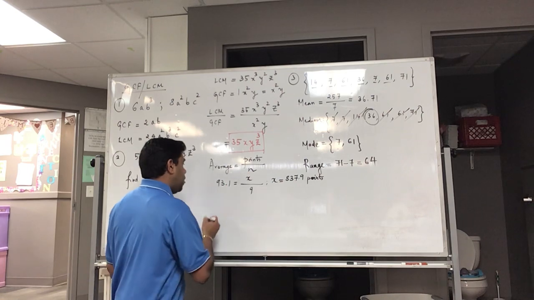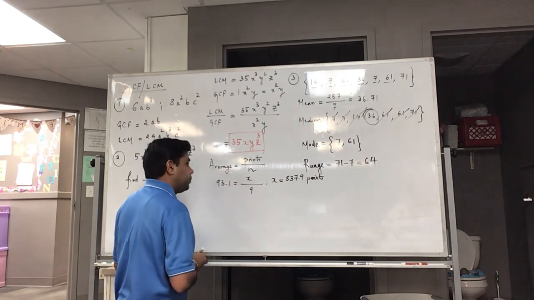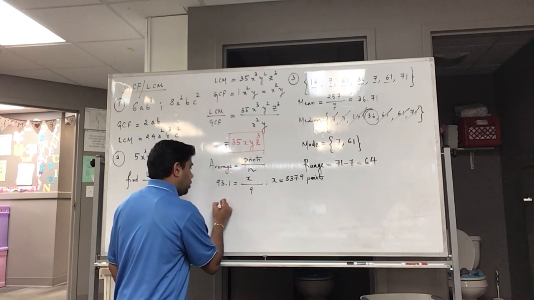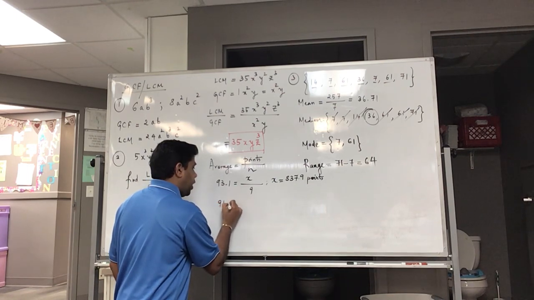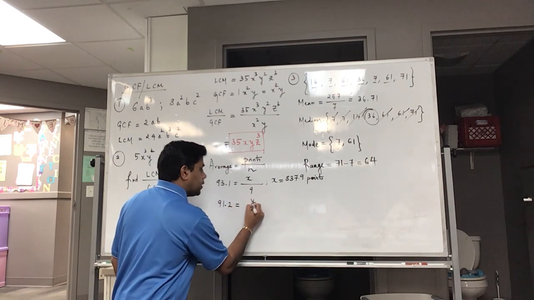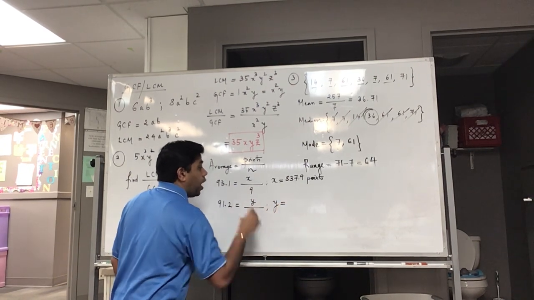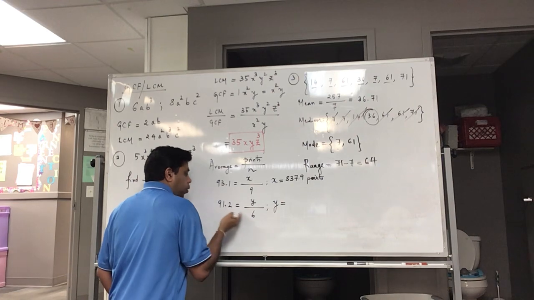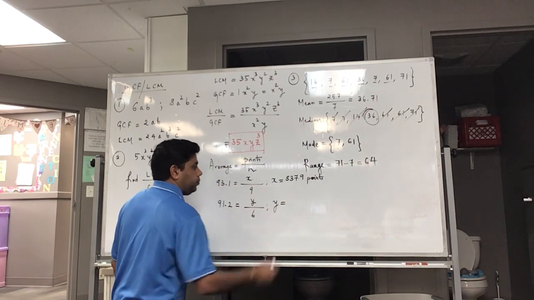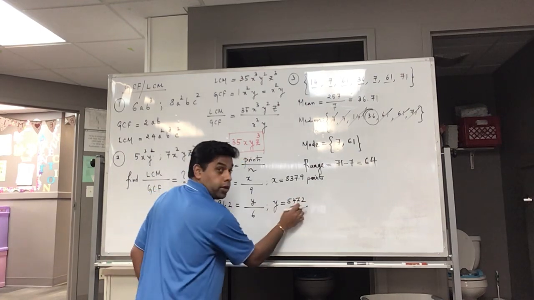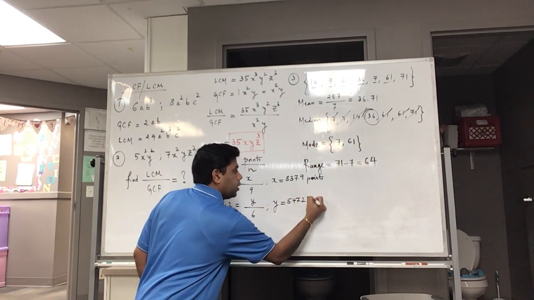This is the first time. So far, how many tests has he taken? 6. And what's the average? 91.2. 91.2 for 6 tests. So let's see how many points he has as of right now. 91.2 times 6 is 547.2. Is that right? Okay, points.